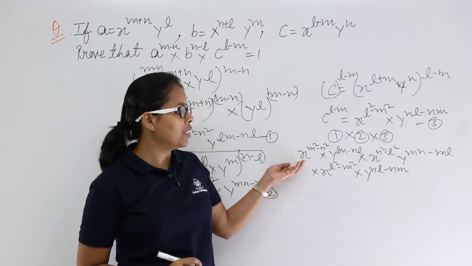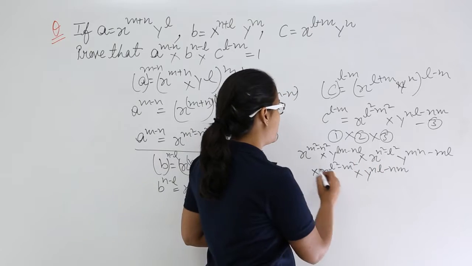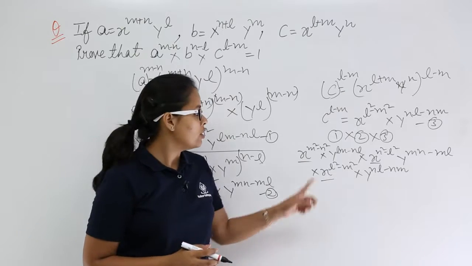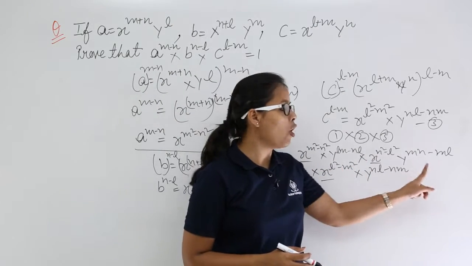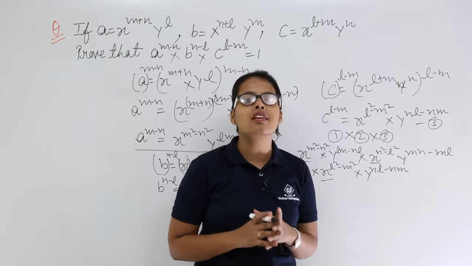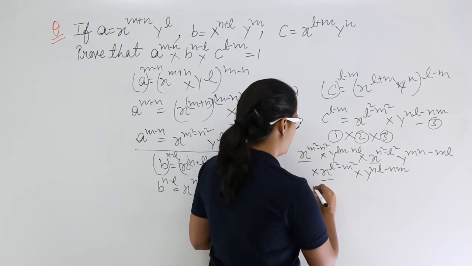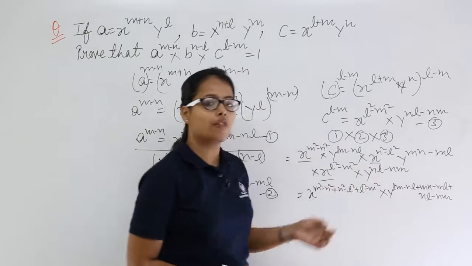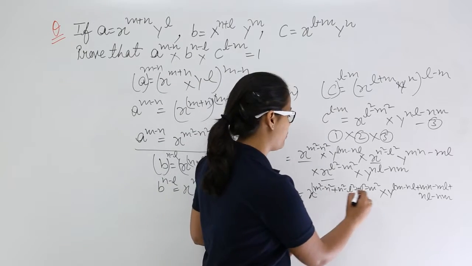Now you can see here the same base x, x, x. When there is the same base, their powers are going to add. So now let's add all these powers on x, and after that add all the powers on y, because there is the same base y here. So after solving the above expression, you will get all these powers in summation.